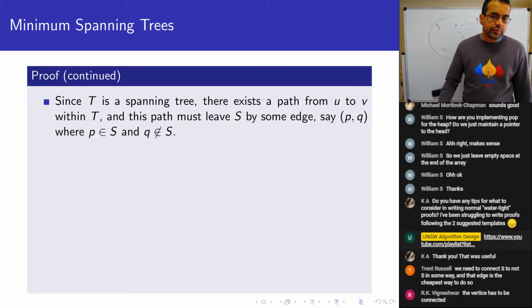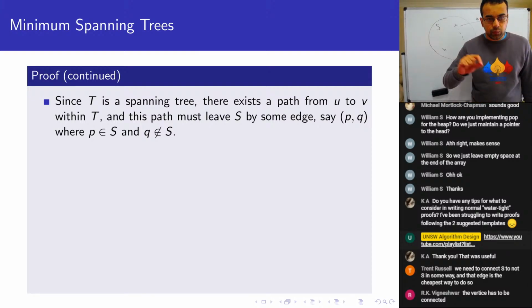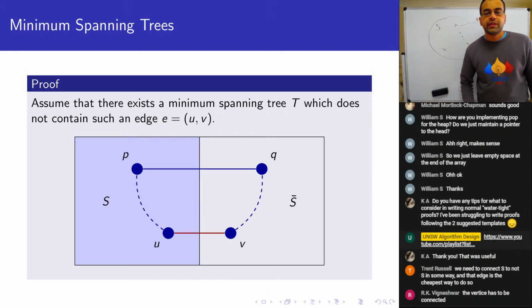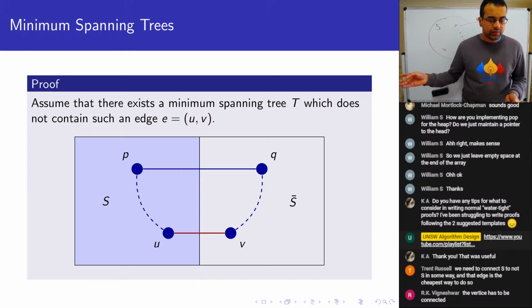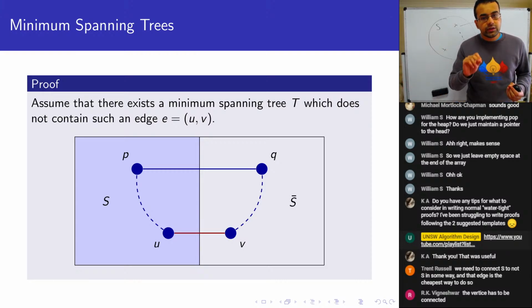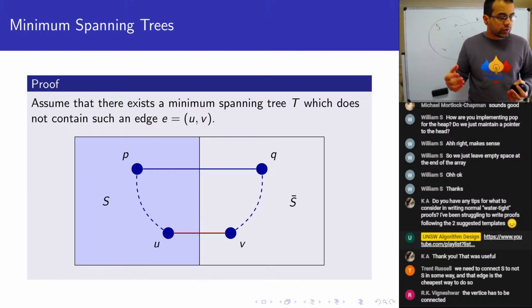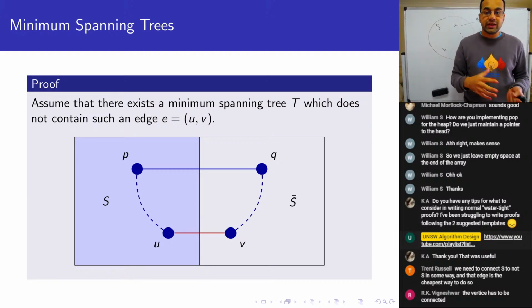So because C is a spanning tree, there must be some way to get from U to V, right? In a tree, there's always a unique simple path between two vertices. And so if we're not taking the direct edge from U to V, we must instead be going from U to V via some other sequence of edges. And let's say that the first of these edges on this path to cross this frontier between S and S complement is from P to Q.